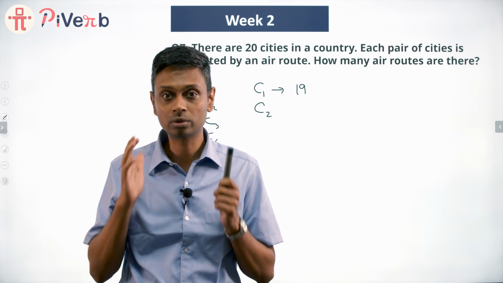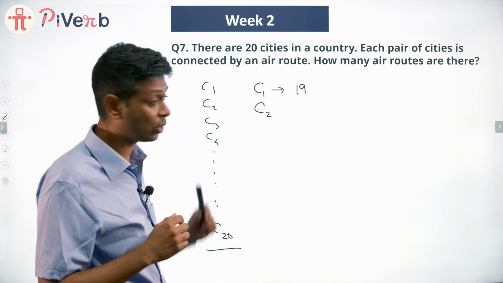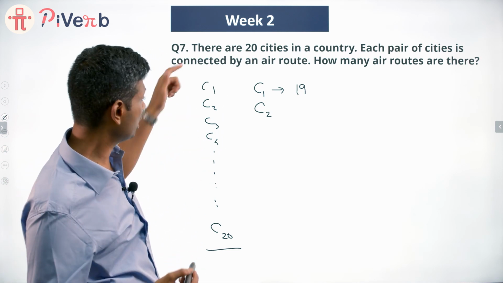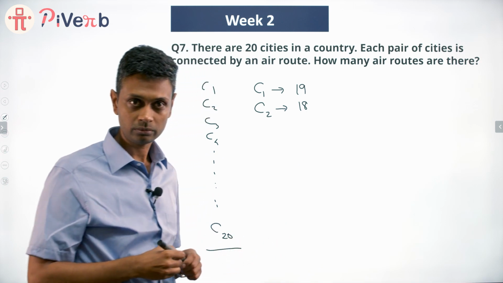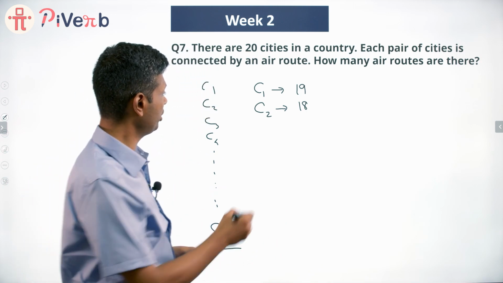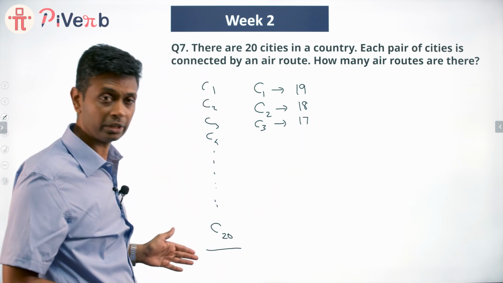C1, C3 is a route. C3, C1 is the same route. Likewise, C1, C2 I have counted. From C2, I won't count that. I'll count only the remaining 18. From C3, how many will I count? 17 will be there, C4 to C20.